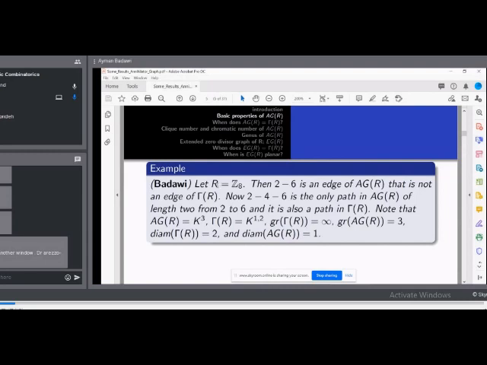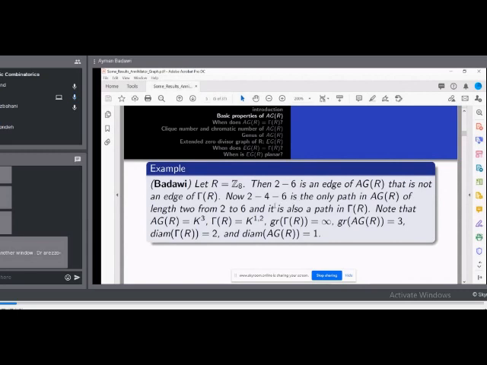Here is an example. If I take the ring Z8, then 2, 6 will be an edge in the annihilator graph of R that is not an edge of the zero-divisor graph of R.